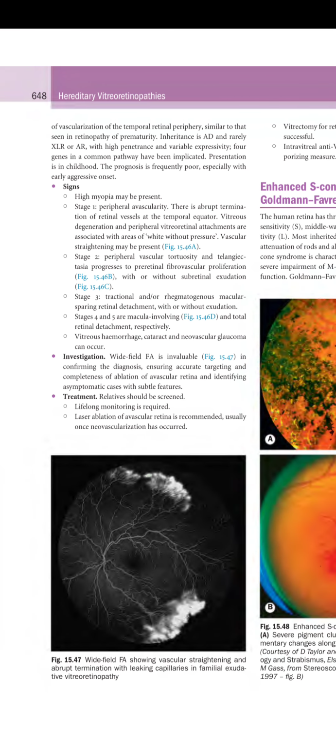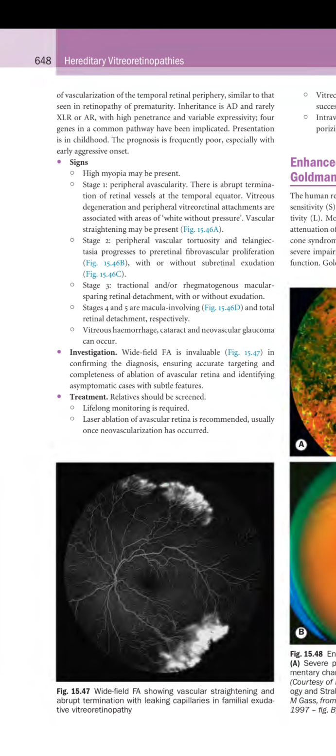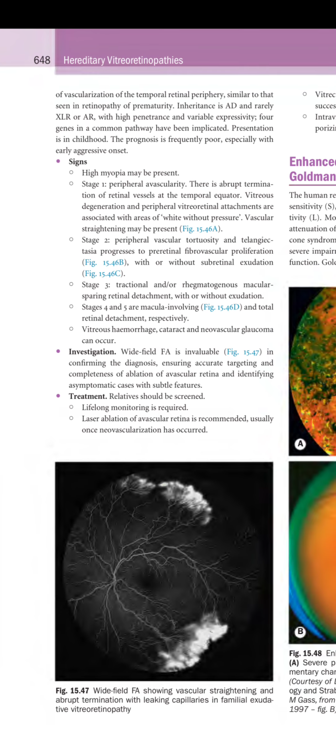Inheritance is autosomal dominant, but this is a hereditary condition and rarely X-linked recessive or autosomal recessive, with high penetrance and variable expressivity. Four genes in a common pathway have been implicated. Presentation is in childhood. The prognosis is frequently poor, especially with early or aggressive onset. Signs: high myopia may be present. There are 5 stages.